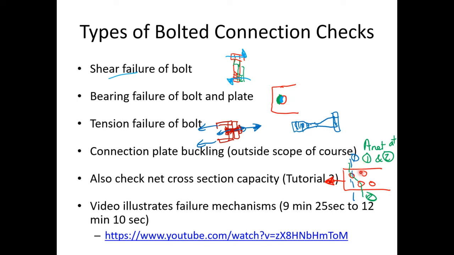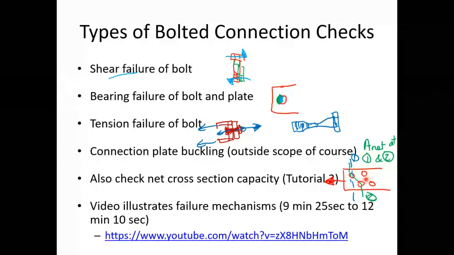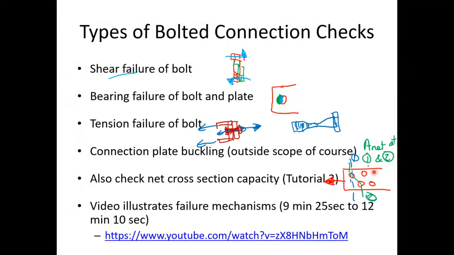Look at the net cross-section area, multiply that by the ultimate strength, multiply by 0.9, and divide by the material factor of safety. And that will tell us the capacity of that plate in tension due to the holes in it.